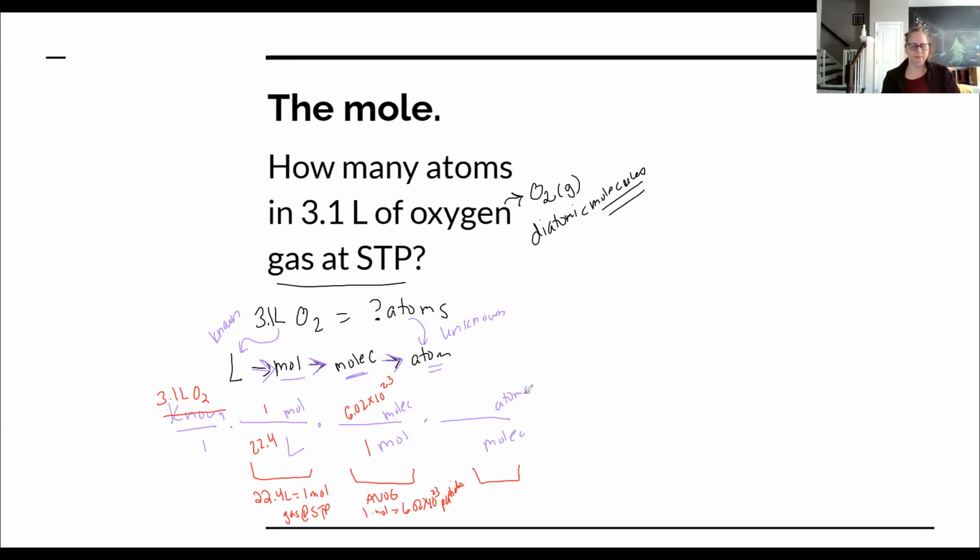Lastly, we're going to go from molecules to atoms. What do I need to know? I need to know what it looks like. There are 2 atoms in oxygen gas. There are 2 atoms in 1 molecule of oxygen gas. I use the chemical formula here, O2. So this is the same thing that we would do if we were going from liters to molecules or liters to particles, except it has that one additional step.